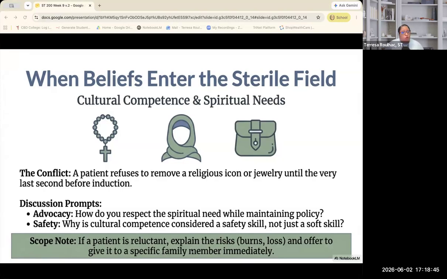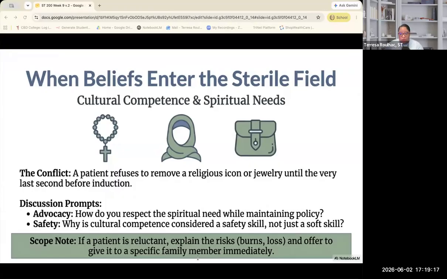Now, if you were a patient and that item represented your faith, again, this is one I want you to think to yourselves. What would you need to hear to feel respected? As you were thinking, was it the tone? Was it explanation? Or was it reassurance? I ask that because that's that professional maturity. What would you want to hear?